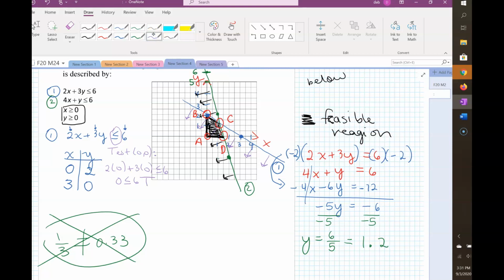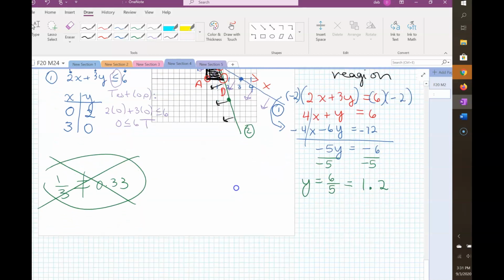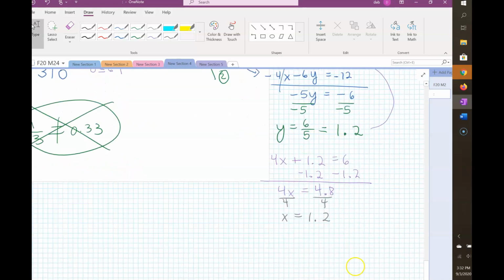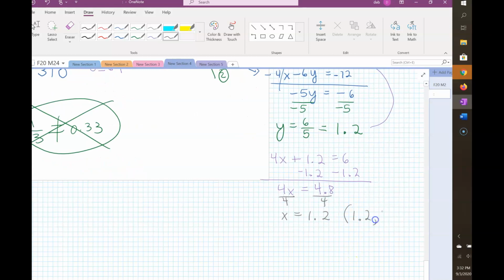So then once we find the y coordinate, then we need to find the x that goes with it. We can use either one of the equations. The bottom one's closer, so I'm going to use it. So I have 4x plus the y value I've figured out now of 1.2, and that equals 6. So I'm going to solve for the x and get 4x equals 4.8. Divide both sides by 4 and get x also equals 1.2. So the point of intersection is 1.2, 1.2.